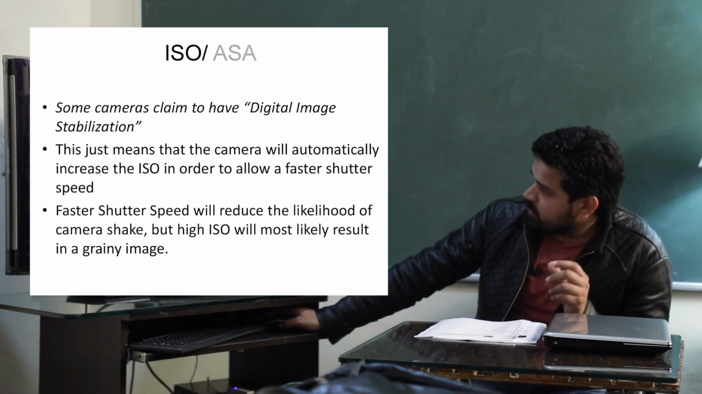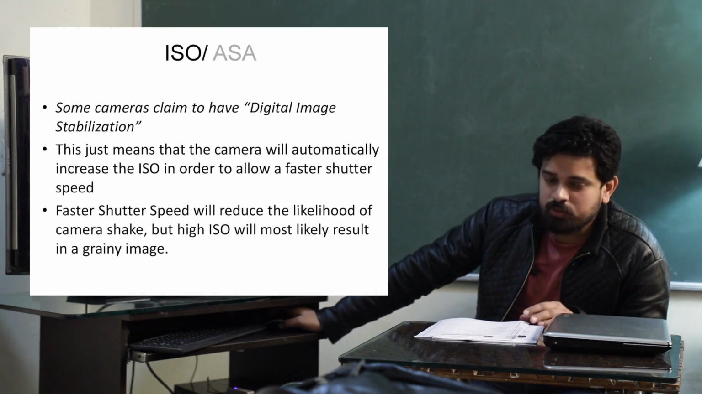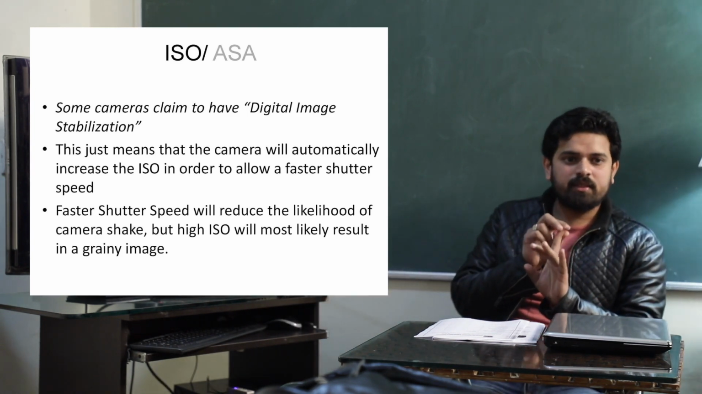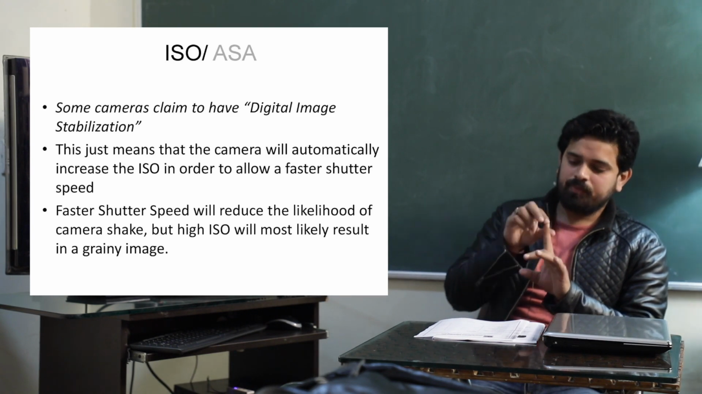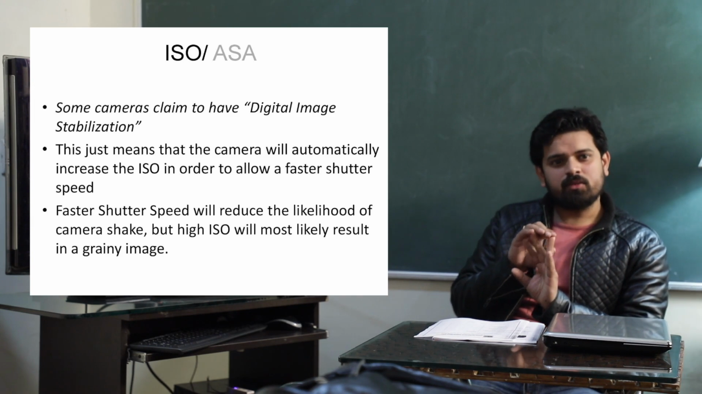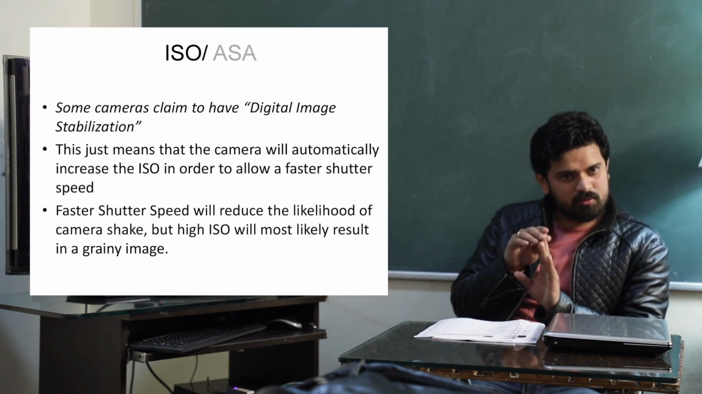So the ISO, shutter also control the light, the same thing. So three things that affect your light, affect your exposure, that is shutter, aperture, ISO. Three things. You can control light with these three things.